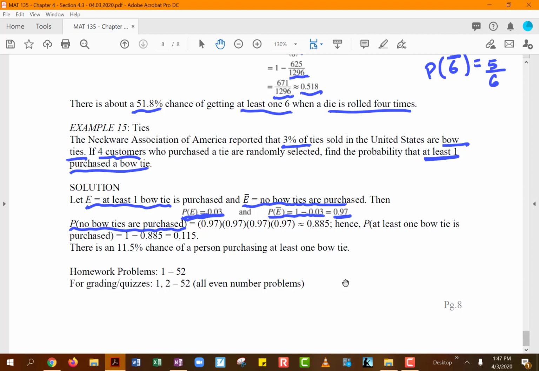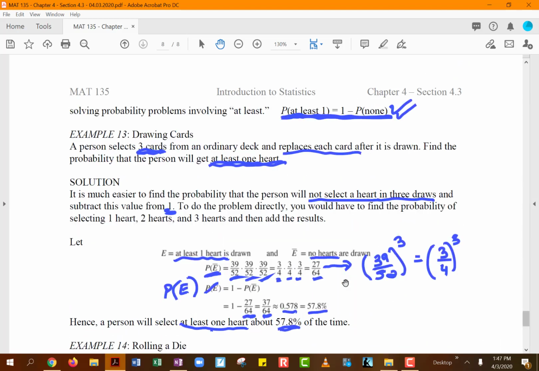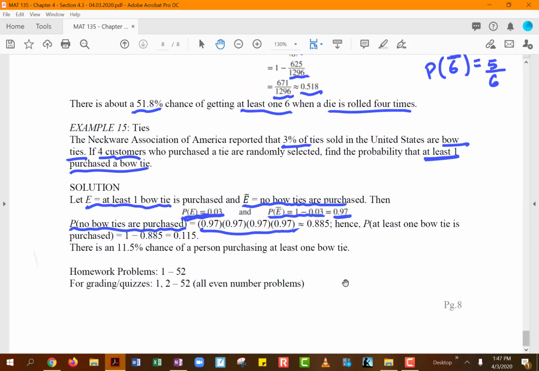is going to be your 0.97 multiplied into itself 4 times. Oh my lord, I'm telling you, this tablet is trying to drive me crazy.